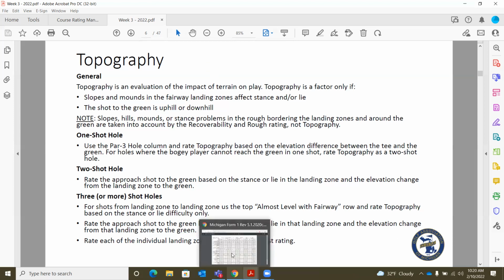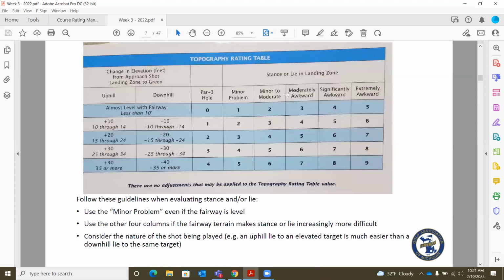So if we look at our chart for that, essentially what we're saying is that for the shot that doesn't reach the green, we're going to go landing zone to landing zone. We're saying that it's going to be almost level with the fairway, even if it might be 20 feet uphill or 20 feet downhill to that next landing zone. We're just assuming that it's not, and we're going to evaluate only for stance and lie.